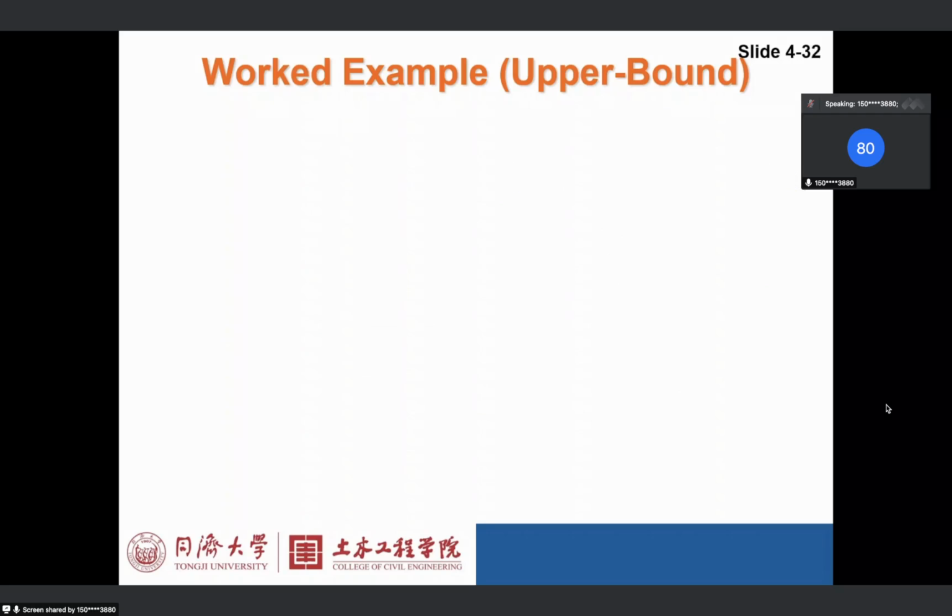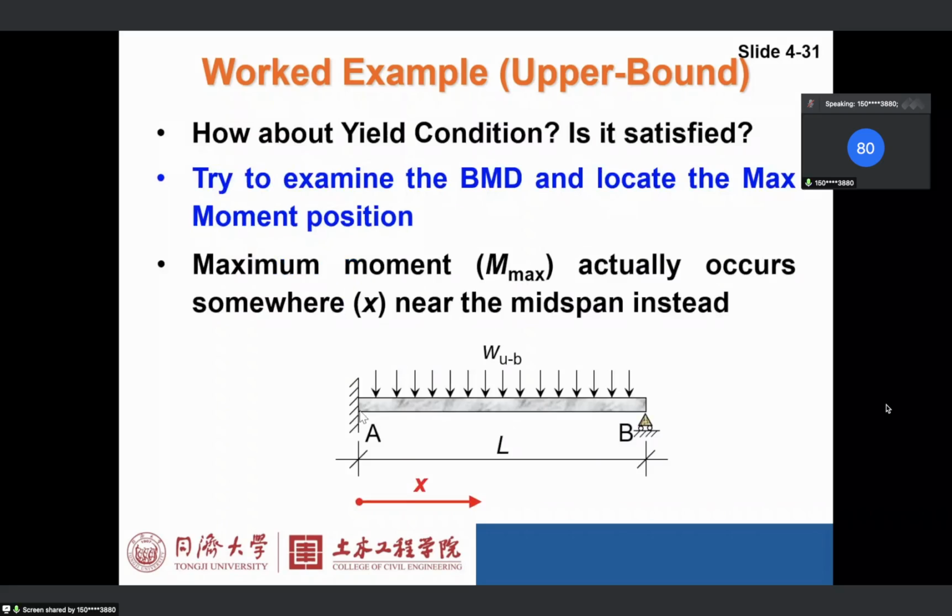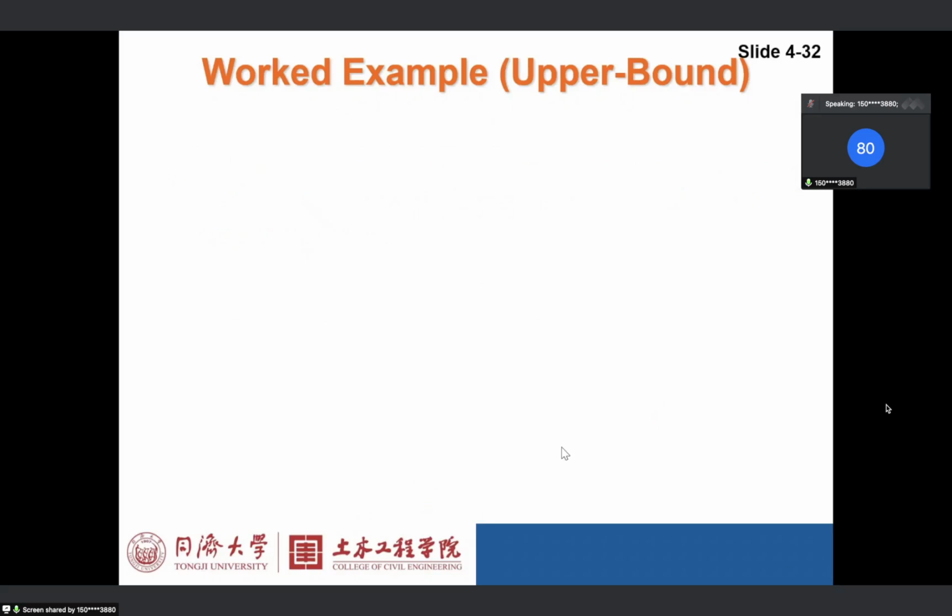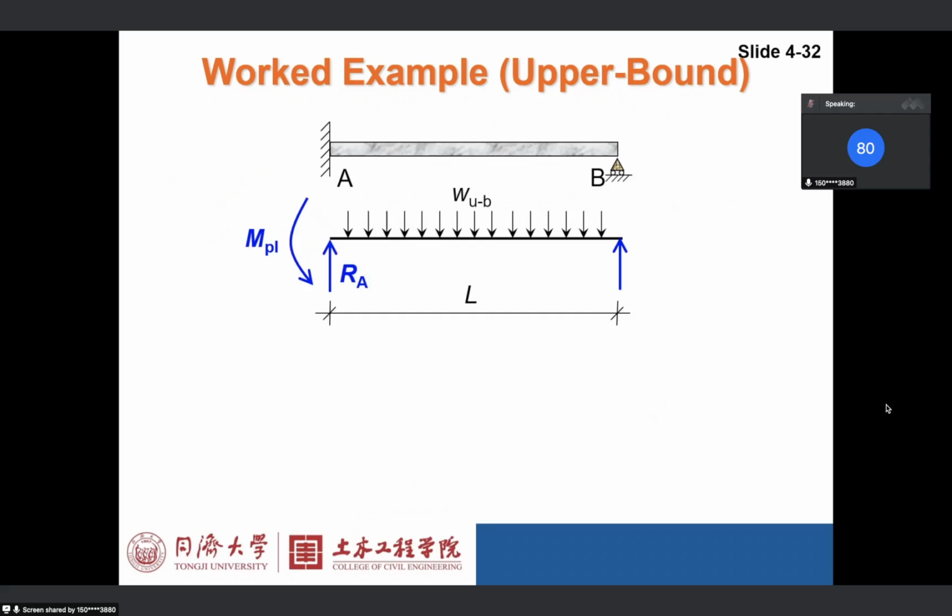So can someone tell me how to get the bending moment diagram? We know the shape of the bending moment diagram, but we want to get the maximum bending moment and try to prove it's larger than MPL, right? So we have MPL here, we have reaction RA here, then we have reaction RB here, we have WUB, which we already solved.